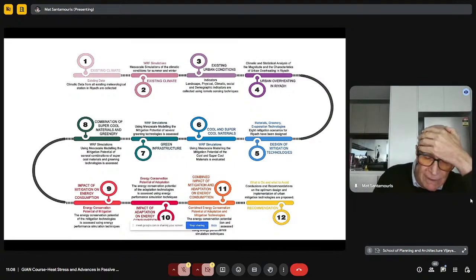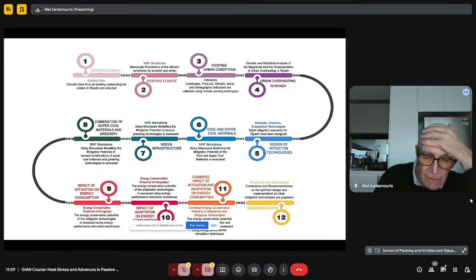Once we have finalized the analysis of the potential impact of the different types of materials, we move to the next step, which has to do more with the implementation and evaluation of mitigation technologies based on green technologies. So we have designed some implementations and strategies for the city based on green technologies, and we have performed the mesoscale simulations and we got the results.